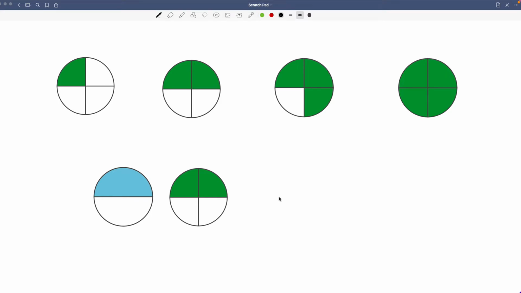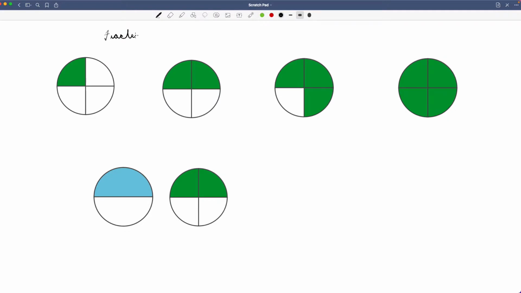Pre-algebra students, we are in lesson 14 today, and I've got some circles on the screen because I want to talk about fractions today, and then we're going to talk about expanding and reducing fractions. You guys should all be familiar with what a fraction is. A fraction is a part of a whole. Write that for us up here.